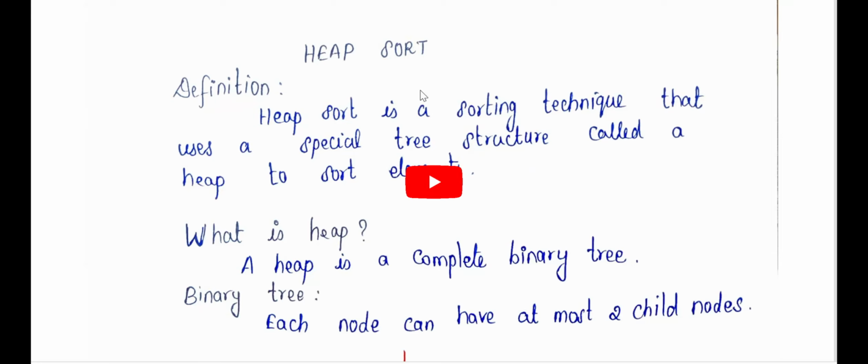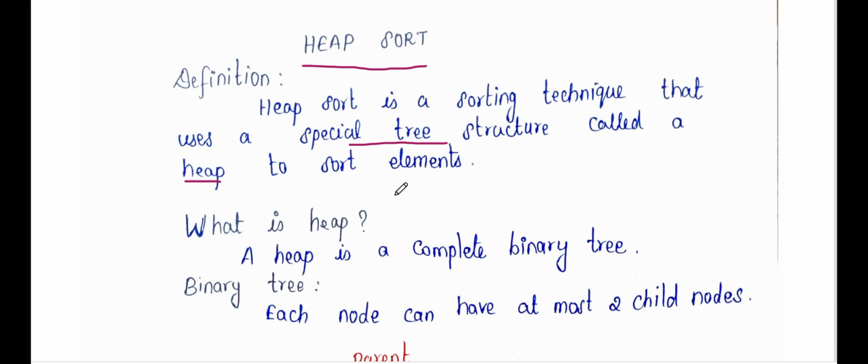Let's discuss heap sort. Start with the definition. Heap sort is a sorting technique that uses a special tree structure called a heap to sort elements. We form the heap tree first, then perform the sorting operations.